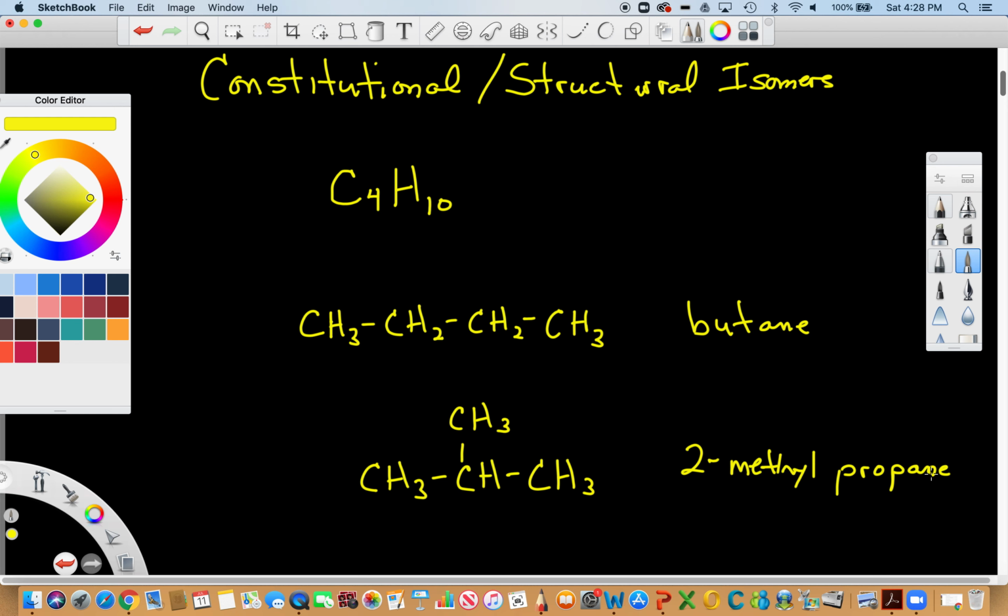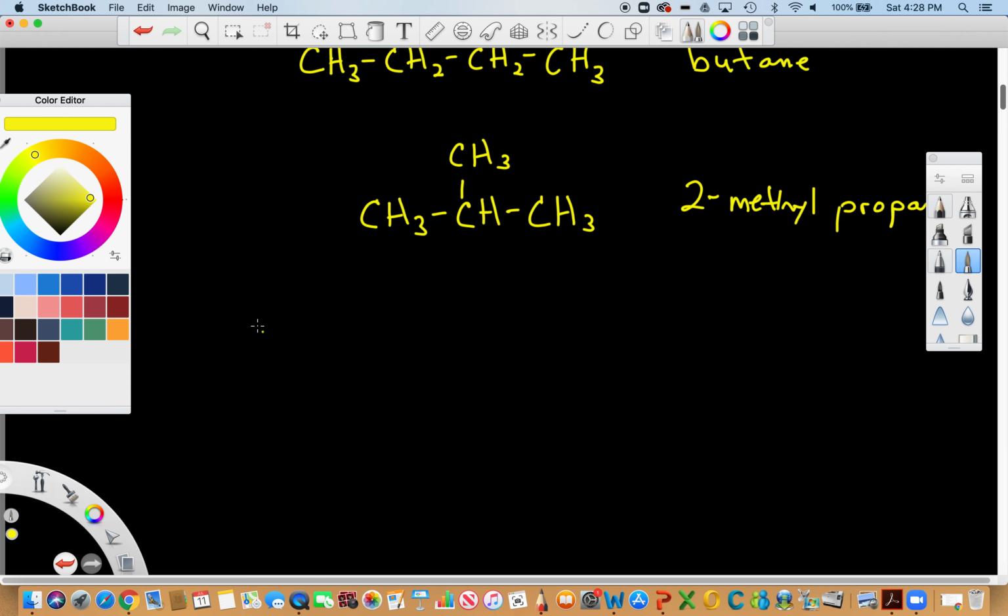They have the same formulas. They do have different densities. They do have different freezing points, melting points, boiling points, etc.